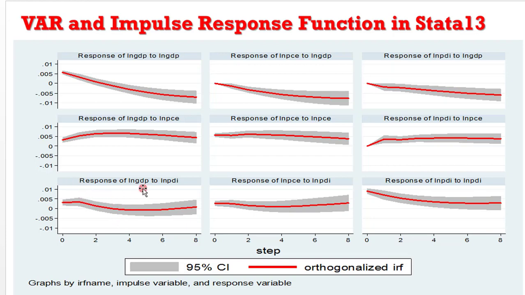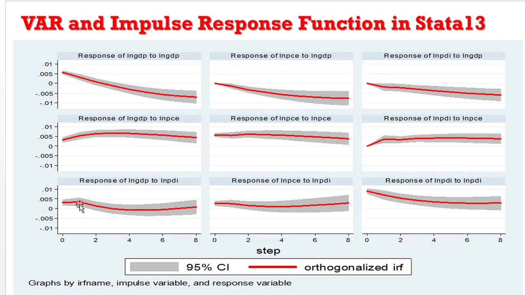So what will be the response of GDP to a standard deviation shock to PDI? Almost similar to what was obtained in the response of PCE to PDI. We can see here that if there is a standard deviation shock to PDI, GDP will initially increase in period 0 to period 1.